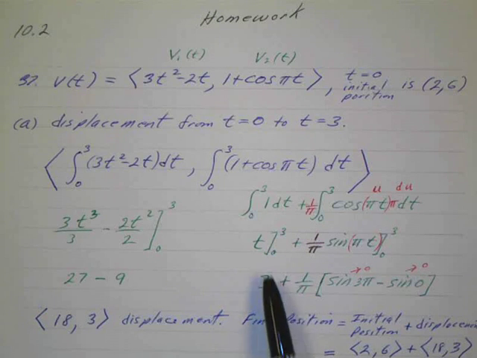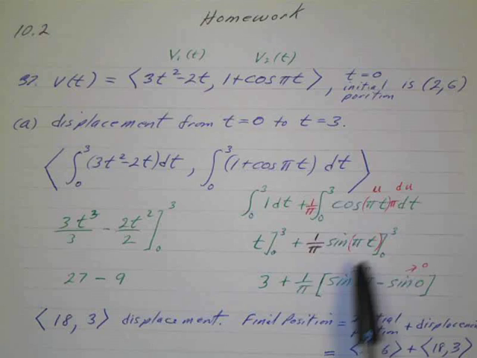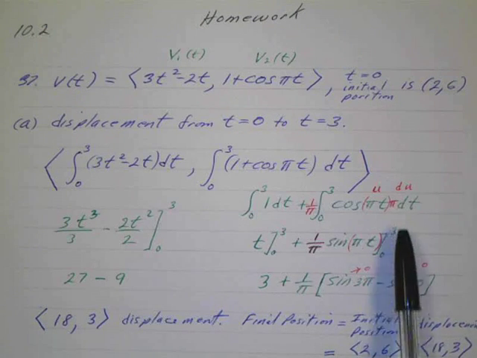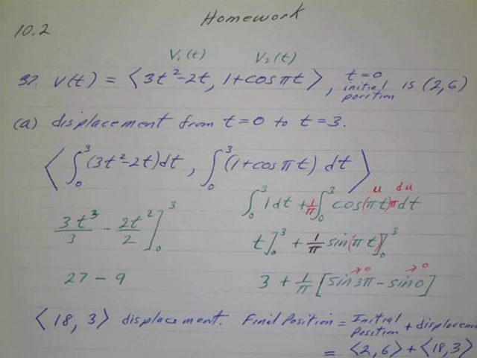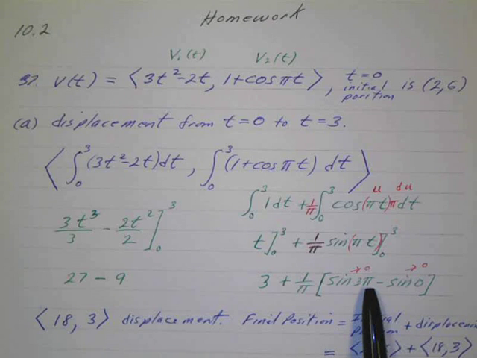I put 3 in there, I get 3. I put 0 in there, I get 0, so I just have this. And then I've got to evaluate this from 0 to 3. I can take the 1 over pi out, and I've got the sine of 3 pi. And actually, the sine of 3 pi is 0.